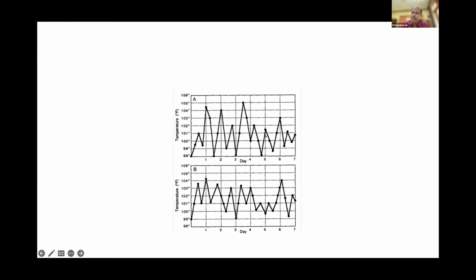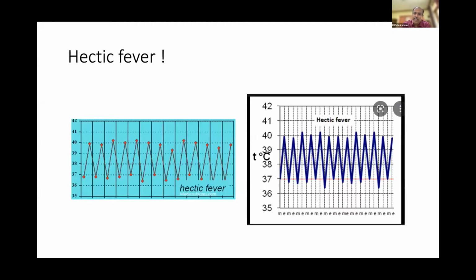So wide swings of temperature, whether it is remittent or intermittent, are known as hectic fevers. So what does hectic fever mean? Whenever there are wide fluctuations in temperature, whether they reach the baseline or don't reach the baseline, it is known as hectic fever. Here is again a representation of hectic fever showing the wide swings of temperature.